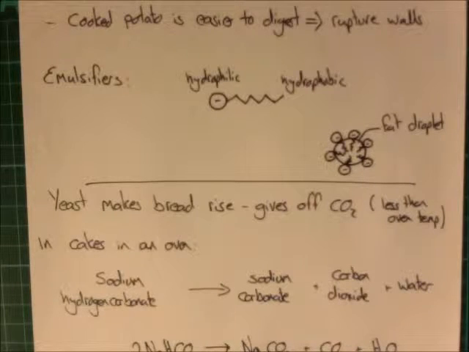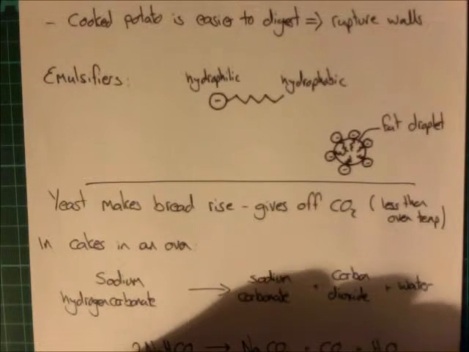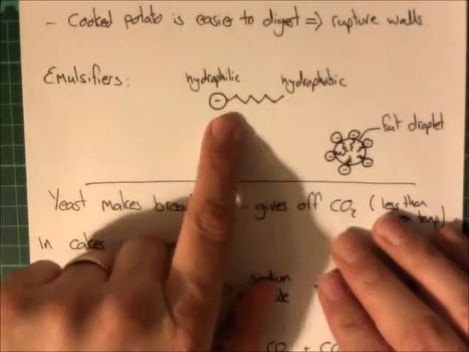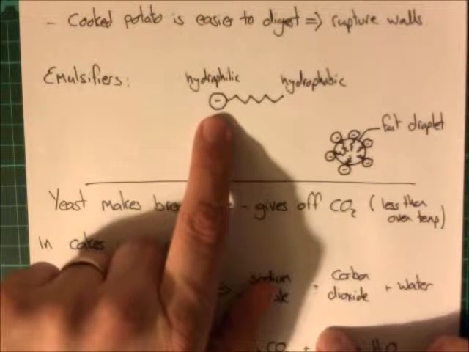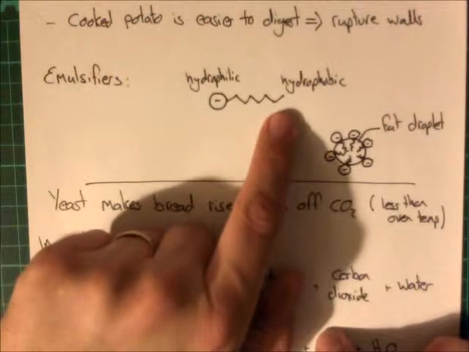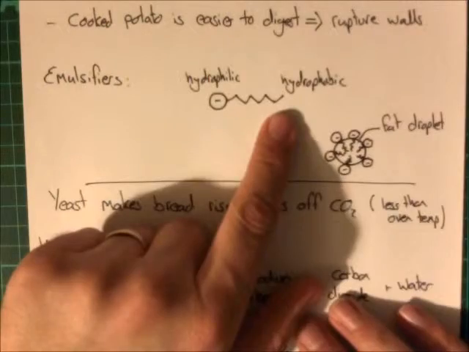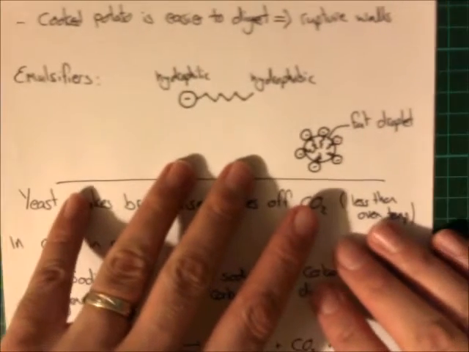Emulsifiers, very often anything to do with mayonnaise, anything where water and fats are mixed together, we have emulsifiers, and these are special molecules that have a hydrophilic end which loves water and a hydrophobic end that doesn't like water, and it makes fat and water mix.